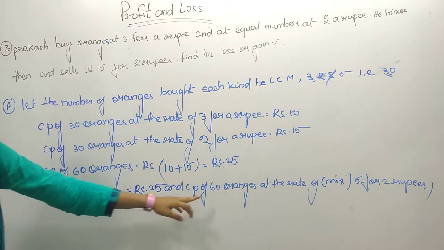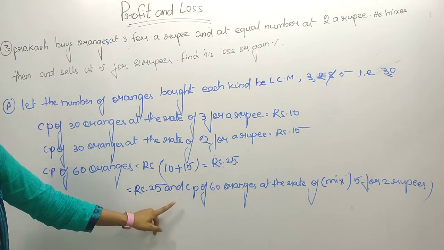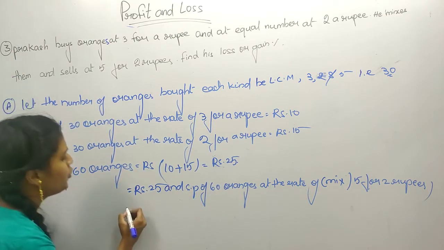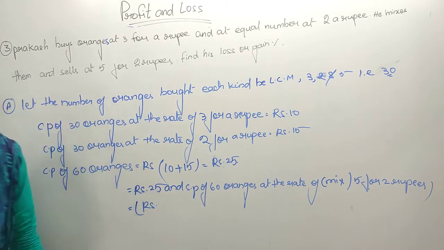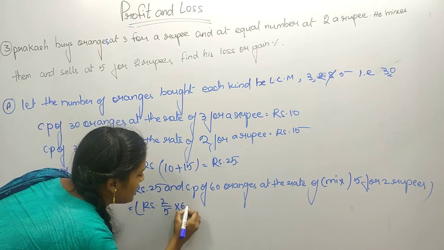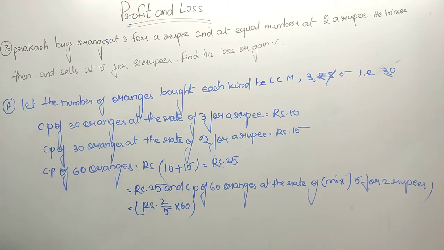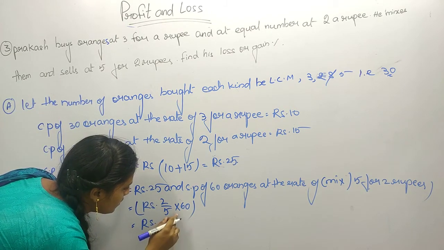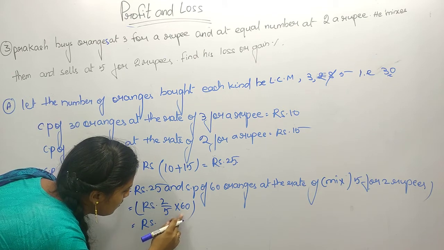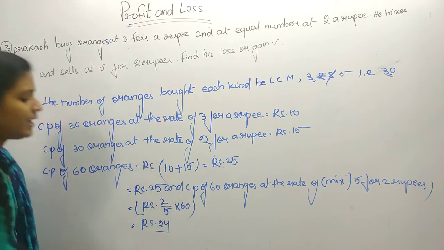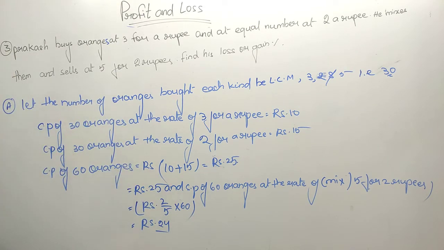Okay, after mixing, we are not finding for a single 30 oranges. We are finding for 60 oranges. Then what we will do? Rupees 2 by 5 into 60. Okay. After solving it, what the answer will get? Rupees 24. Okay. Now, is it loss or gain?